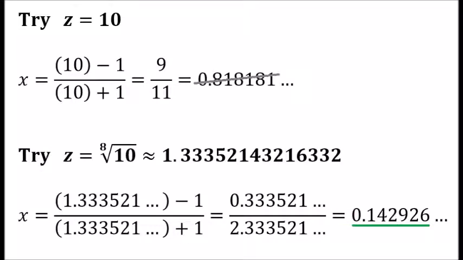Try taking the eighth root of 10. That can be done using a built-in calculator function or employing Newton's method. In the last lesson, I explained why the eighth root is useful, and I'll summarize again at the end of this lesson. Notice that plugging that in spits out x equals 0.14. This is much smaller and will converge more quickly.